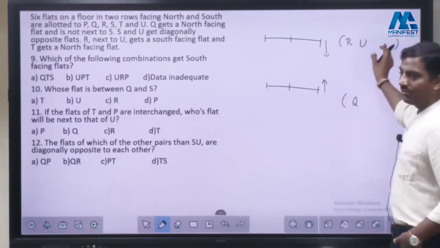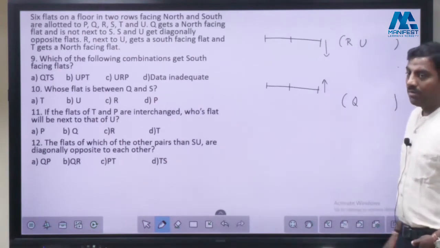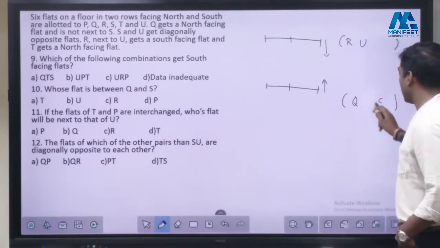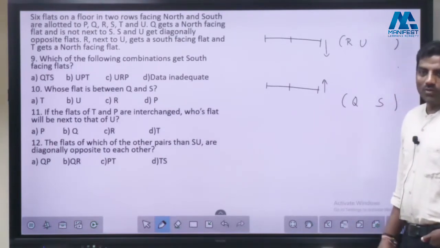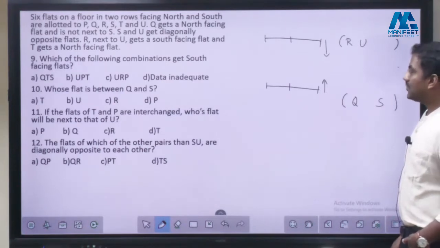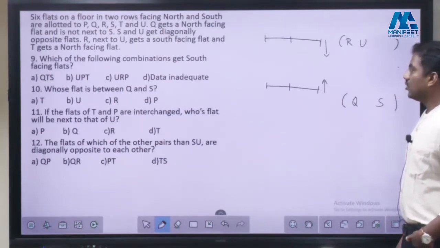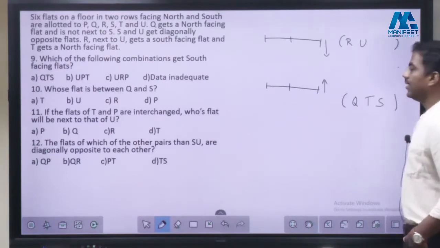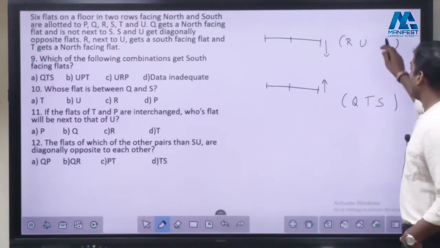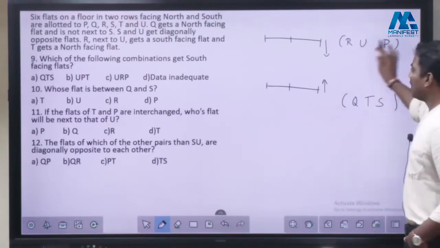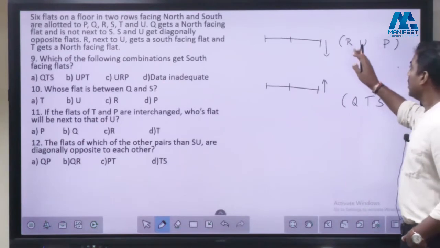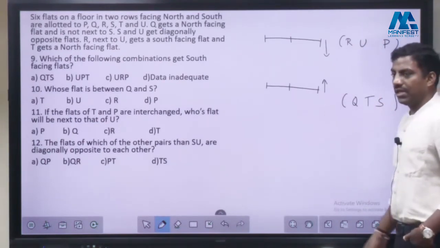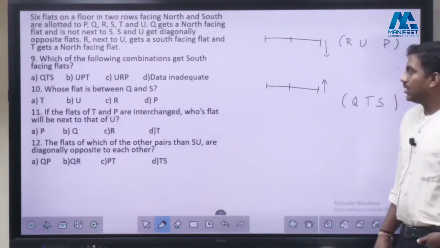These are not positions, okay? I am just clubbing them. R and U. But S is diagonally opposite of U. So S will come here. Yes or no? Then R next to U gets a south facing flat and T gets a north facing flat. So T is here. Who is left now? These are not the positions, I am just grouping them. R, U, P are in one line. They are facing south. And Q, T, S are in one line. They are facing north.